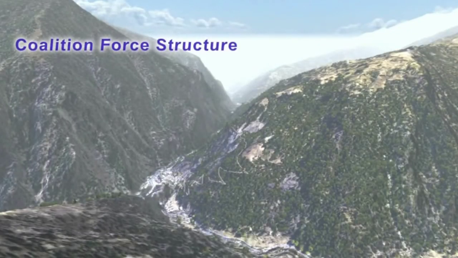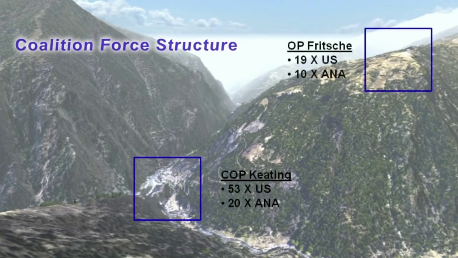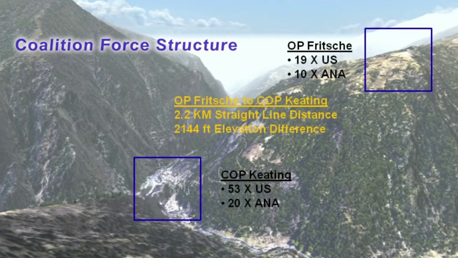On the day of the attack, 53 soldiers and 20 ANA troops occupied Kop Keating. Forces at OP Fritsch numbered 19 soldiers and 10 Afghan National Army. OP Fritsch was located at a straight line distance of 2.2 kilometers from Kop Keating and sits on high ground. There was a 2,144-foot elevation difference between Kop Keating and OP Fritsch, and they were not within line of sight of each other.